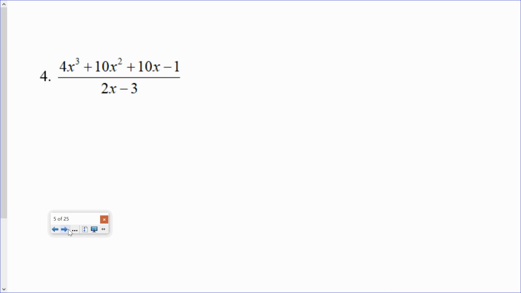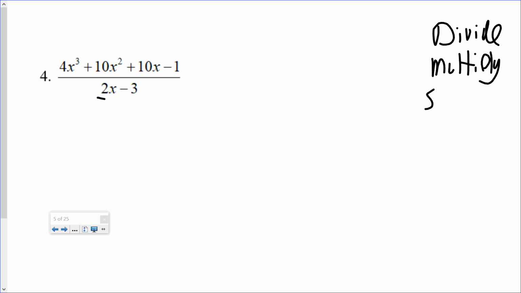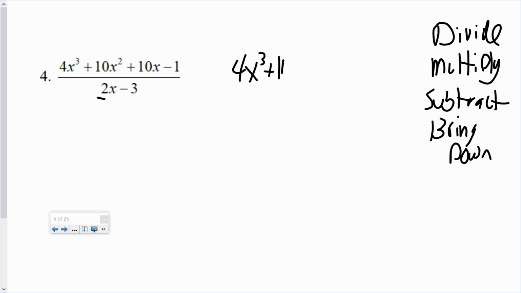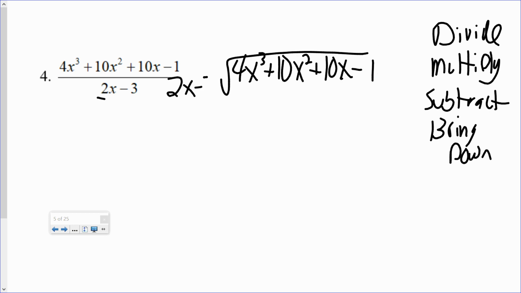Now number 4, I can't do synthetic division since there's a 2 in front, so I have to do long division. For long division: divide, multiply, subtract, bring down. Divide, multiply, subtract, bring down. Those are your steps for long division. So I have 4x to the third plus 10x squared plus 10x minus 1 divided by 2x minus 3.